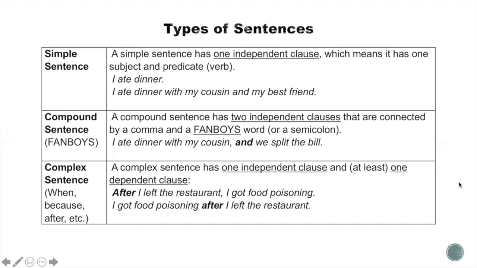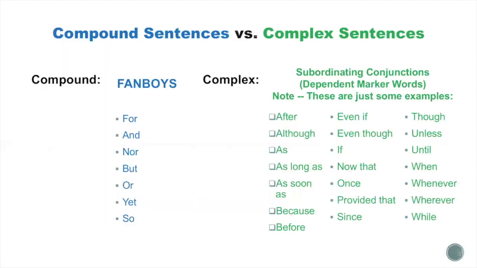And so this slide here gives you more examples of the words that connect compound sentences, right? The fanboys words: for, and, nor, but, or, yet, so. So these are the 7 words that we can use to create a compound sentence. So we would take one complete idea, a comma, one of these fanboys words, and then another complete idea.